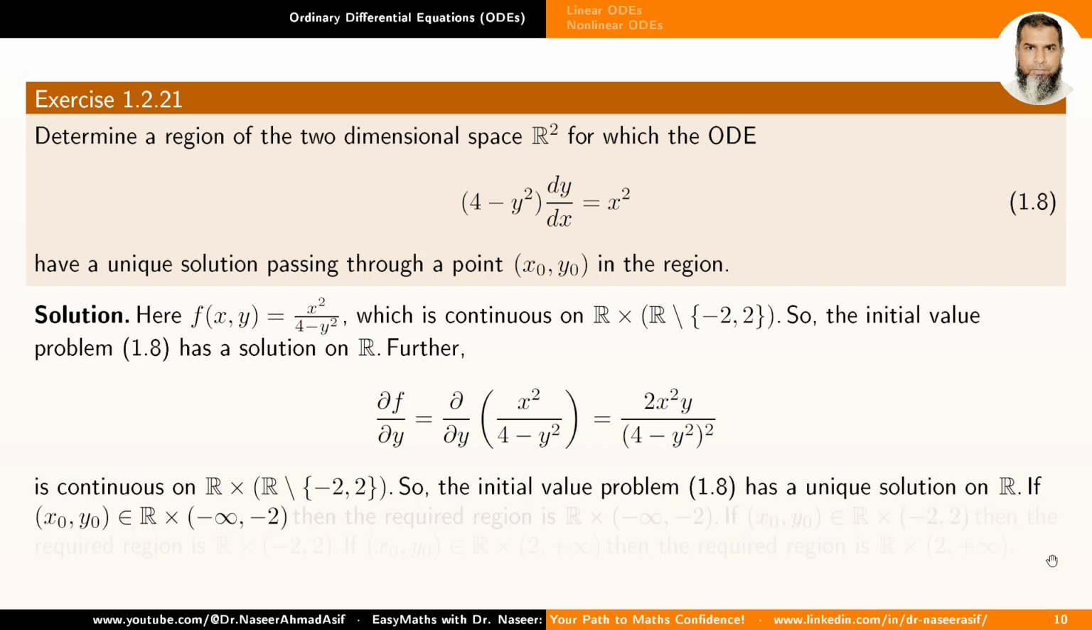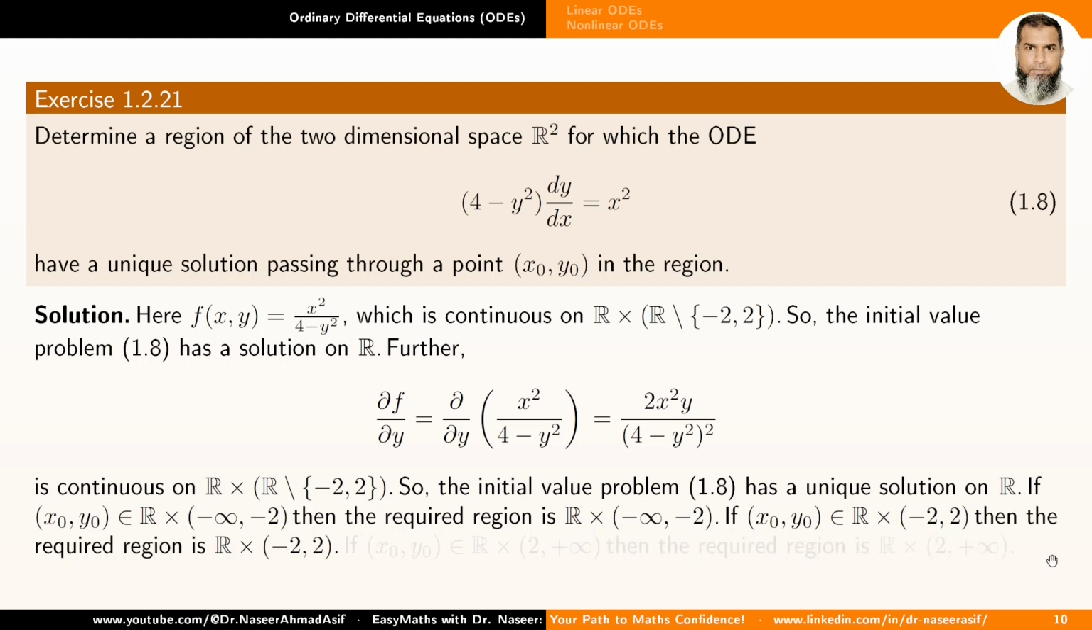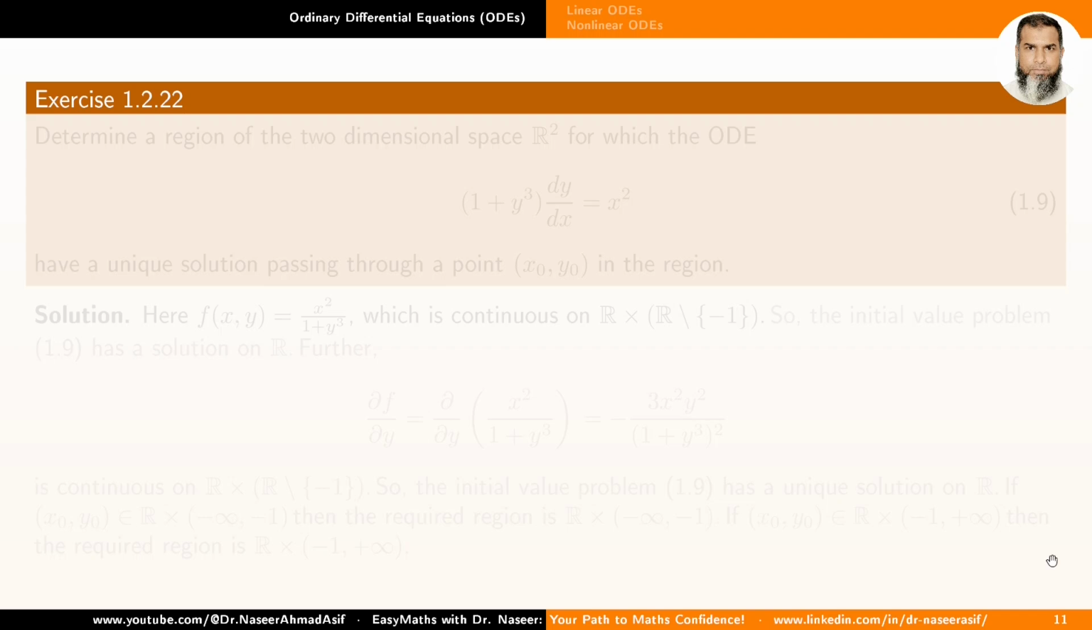If (x naught, y naught) belongs to R cross the open interval minus infinity to minus 2, then the required region is R cross the open interval minus infinity to minus 2. If (x naught, y naught) belongs to R cross the open interval minus 2 to 2, then the required region is R cross the open interval minus 2 to 2. If (x naught, y naught) belongs to R cross 2 to plus infinity, then the required region is R cross 2 to plus infinity.